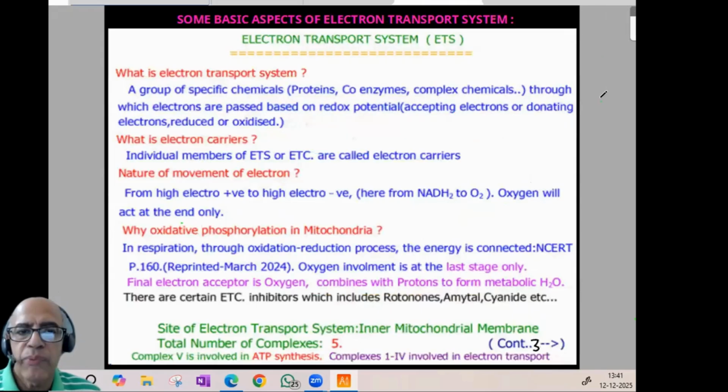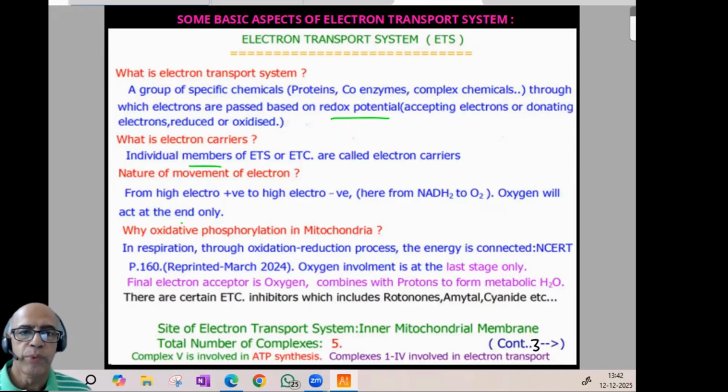Basically, we have to identify what ETC or ETS is, so that is why I wrote it question-wise there. We can save time. What is the electron transport system? A group of specific chemicals, which include proteins, coenzymes, complex chemicals, through which electrons are passed based on redox potential, accepting and donating electrons, in a reduced and oxidized pattern. Now, the second question: what are electron carriers? Individual members of ETC or ETS are called electron carriers.